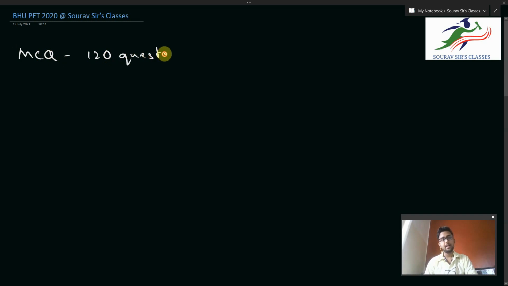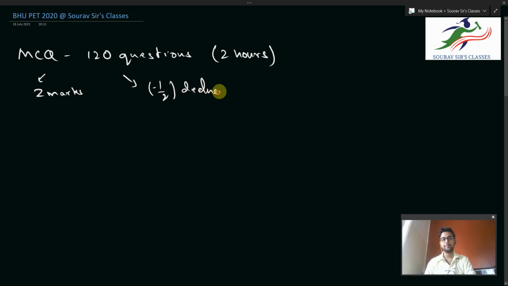So this paper is of MCQ type. It carries 120 questions, and for solving these 120 questions, 2 hours will be provided to you. For each right answer you will be awarded 2 marks, and for each wrong answer half a mark will be deducted. So this is the basic overall strategy that you will be following, and you can see that for 120 questions you have been given 2 hours.